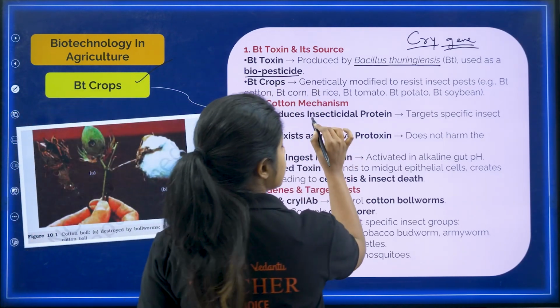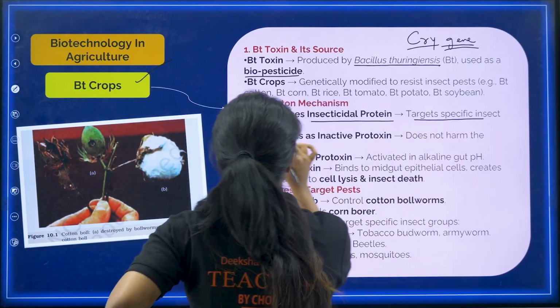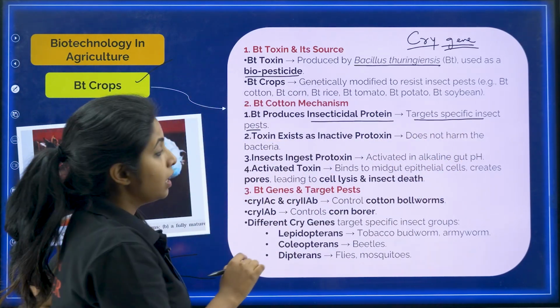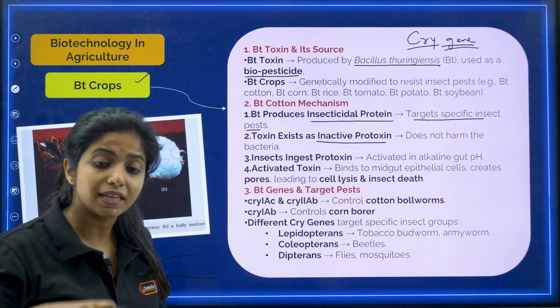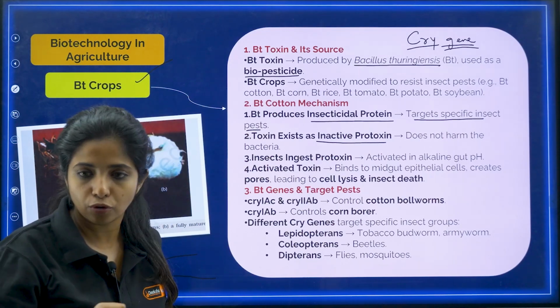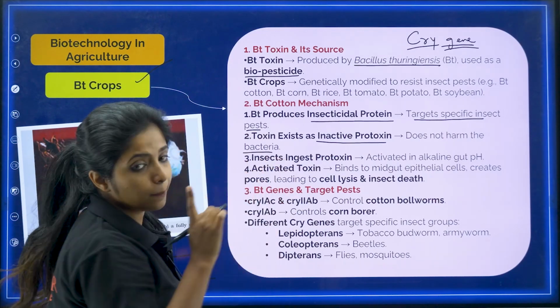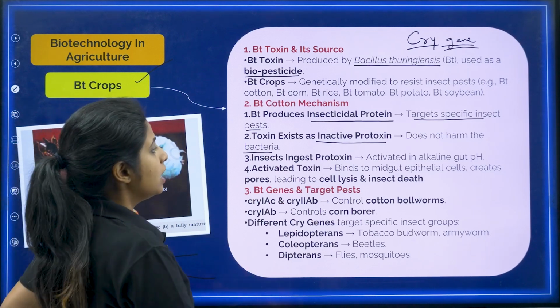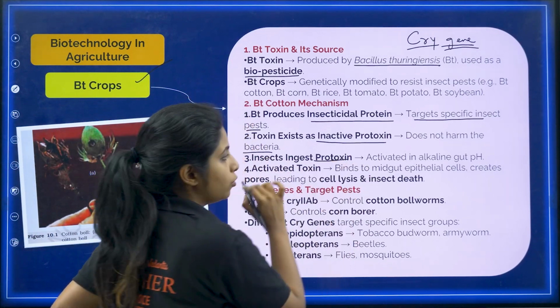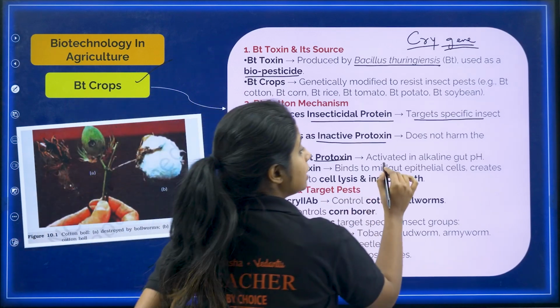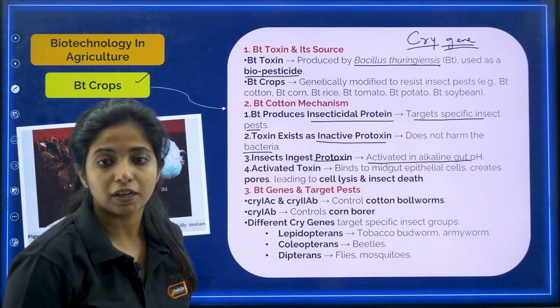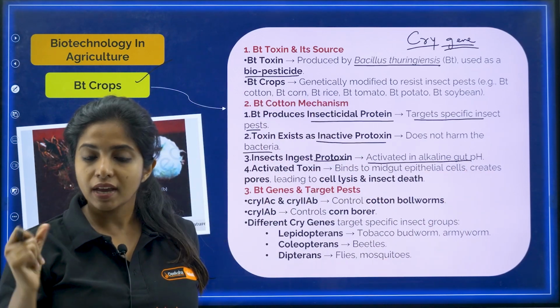BT produces insecticidal protein. It targets specific insect pests. Now, the toxin exists as inactive protoxin in the bacterial body. It does not harm the bacteria, please remember that, because it is inactive. Now, insects ingest the protoxin. What will happen? It is activated in the alkaline gut pH. In the gut, it becomes activated.